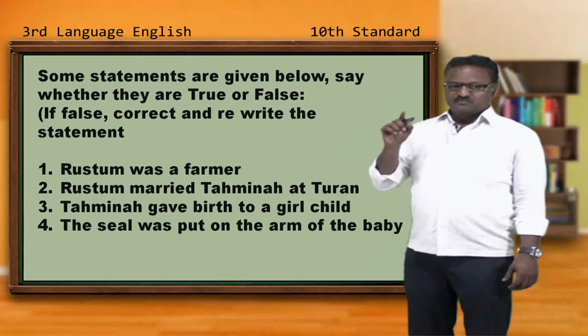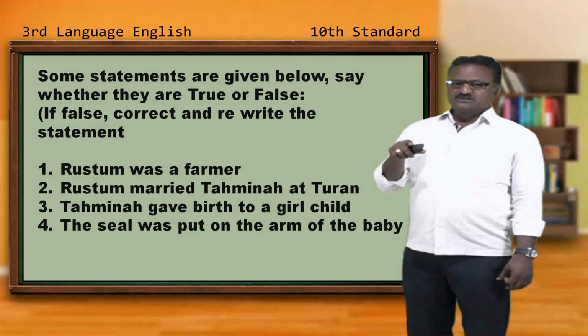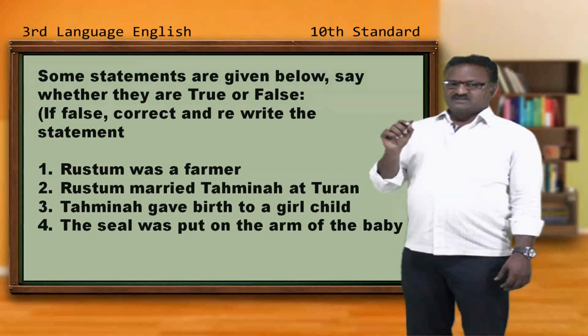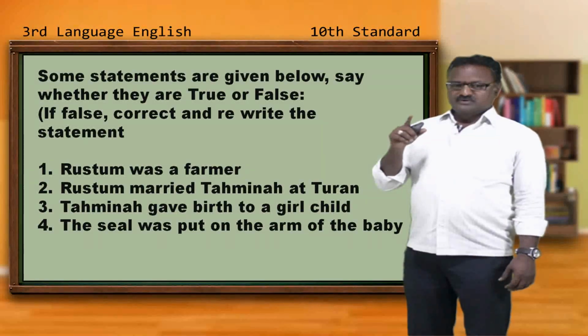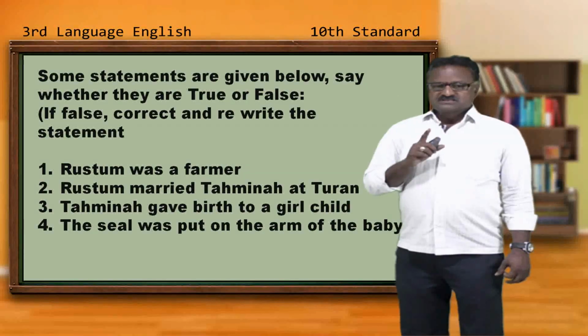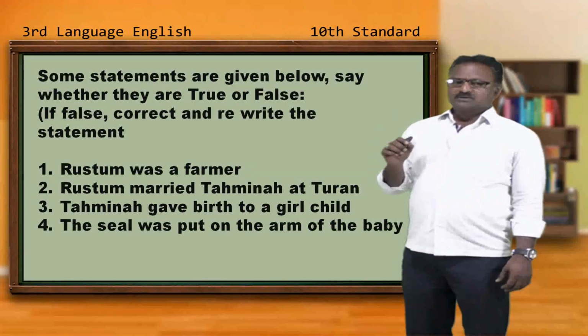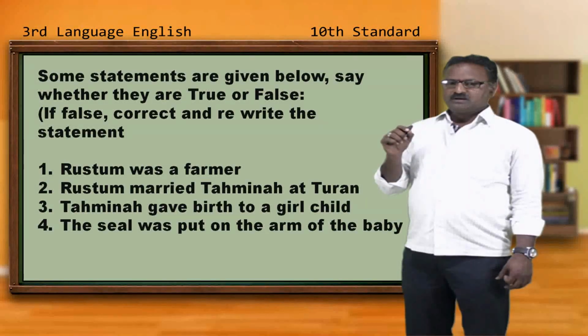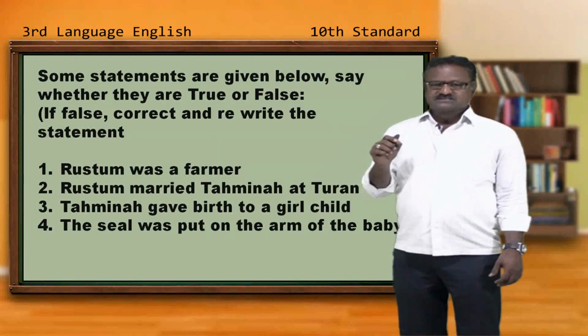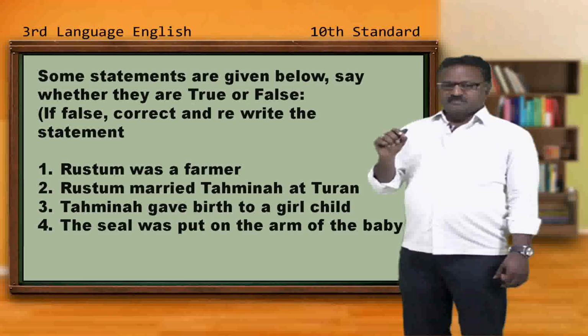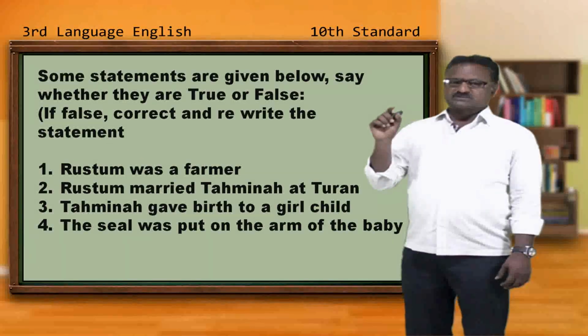Just remove the word farmer and put the word warrior there. So the first sentence is false, and you write the correct one. Second one, Rustam married Tahamina at Turan. This is a correct sentence, so no changes are made to it. It is a true sentence.